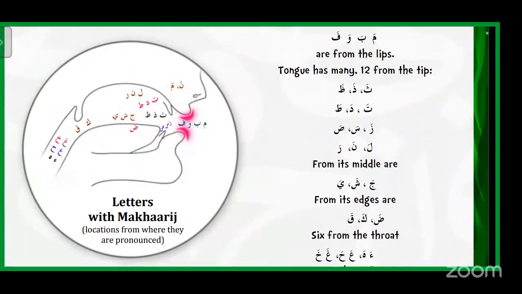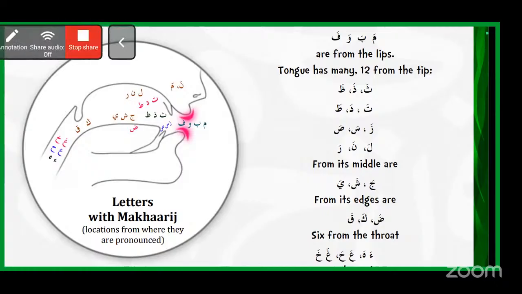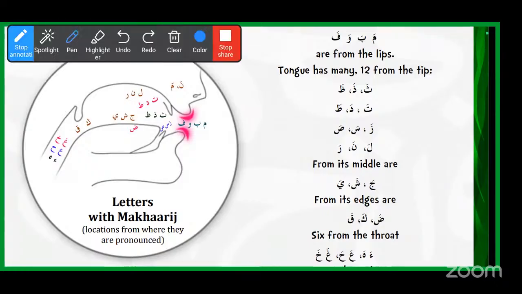Now look at the right side. Mim, ba, wow, fa, ta, dal, pa, sa, zal, va. What comes next are the huruf safira. The top one is called huruf shafawiyya, and these letters are called huruf safira.